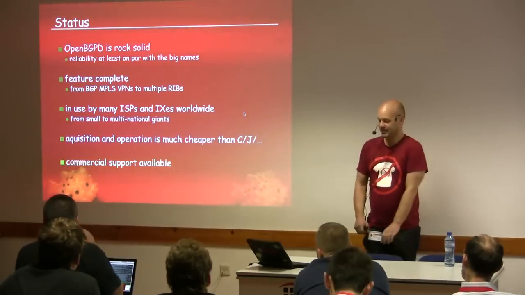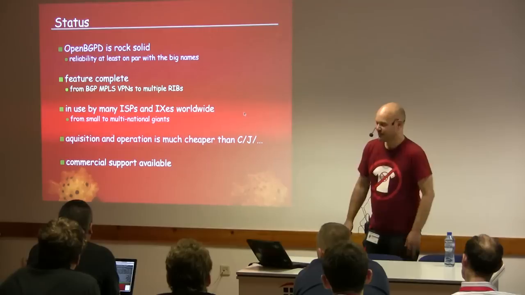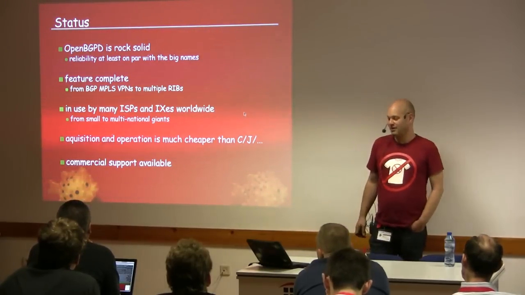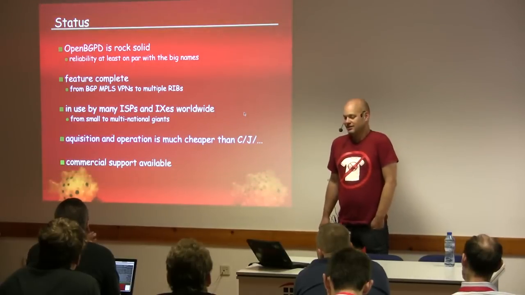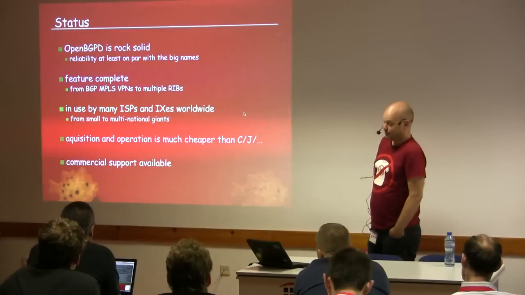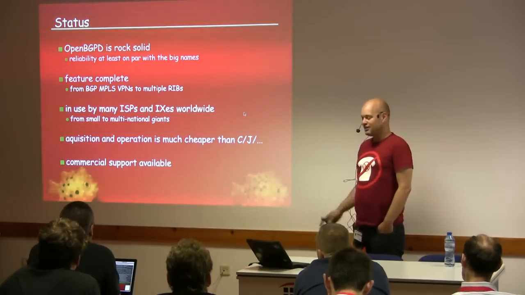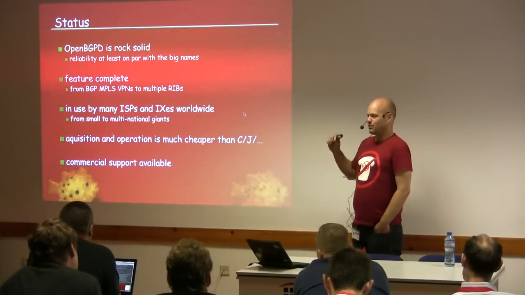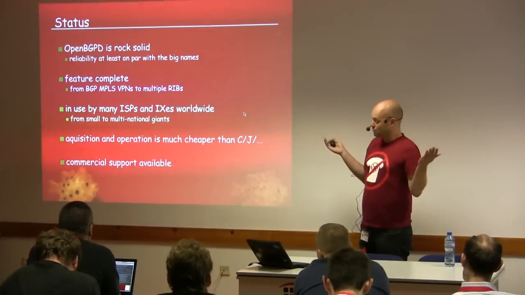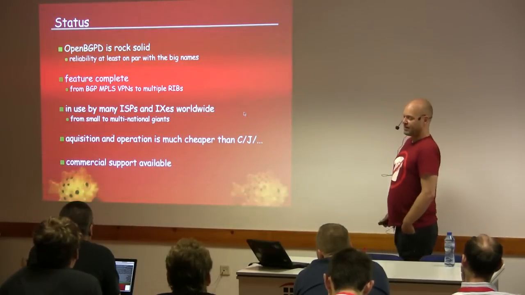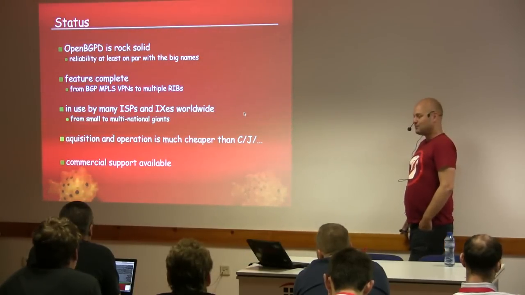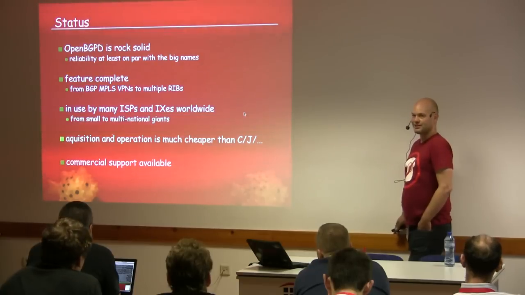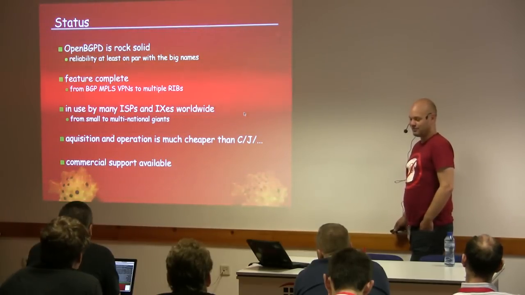So, status. It's rock solid, it's reliable as hell. I can stand here and not worry about dropping off the internet. It is pretty much feature complete. It's in use by many ISPs and exchange points. I just learned that we, despite the filter performance problem, have a market share of about 30% at exchange points. One third, not too bad. There are some really, really big ISPs using that, so when you're sending your traffic through the internet, chances of that passing an OpenBSD machine running BGPD is quite high.